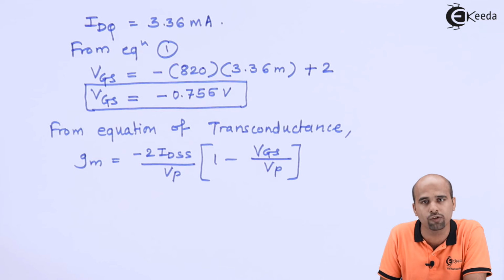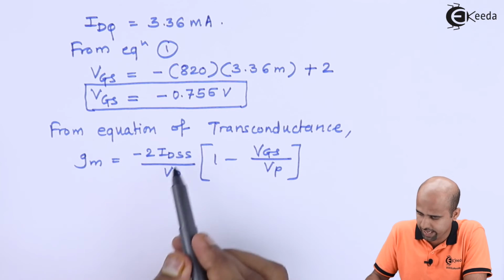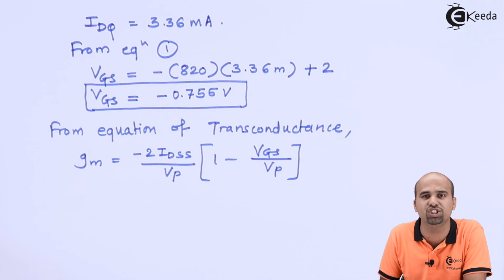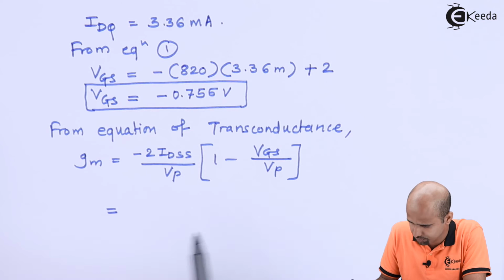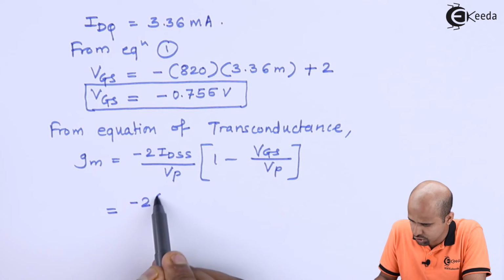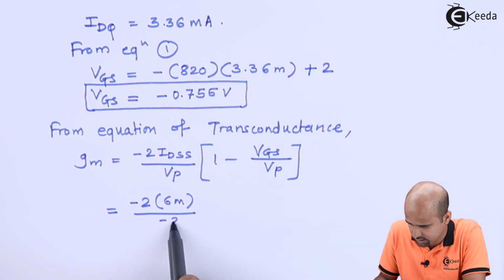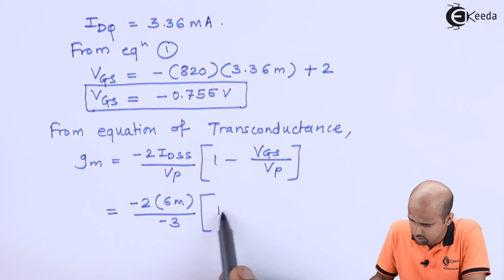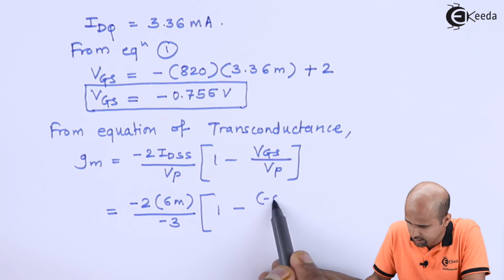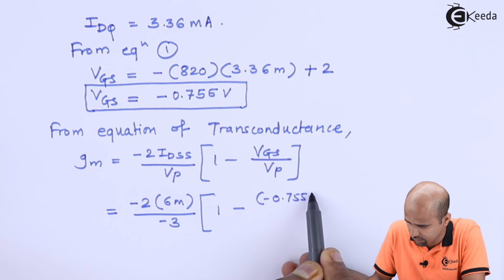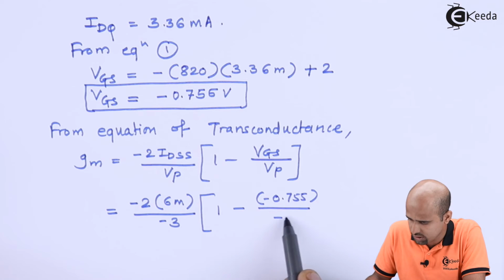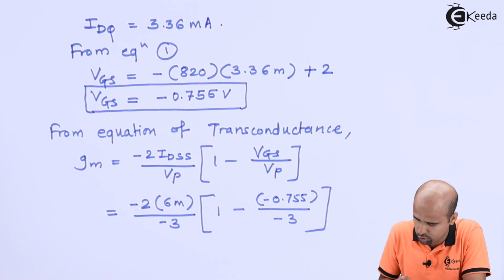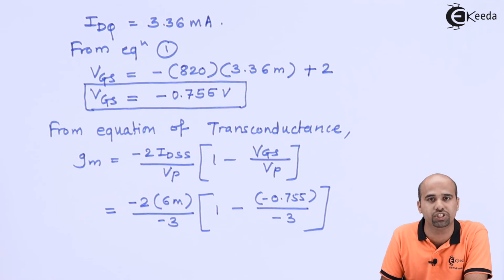This is the equation of transconductance, whereas this part is called GMO, that is offset transconductance. We'll just put the values: 6 milliampere, Vp is minus 3 volts, VGS is minus 0.755 volts, Vp is minus 3 volts. All values clubbed together to get the value of GM. Let's calculate it and then come to me.